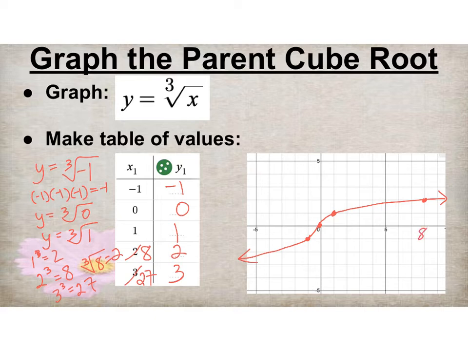If this was +8 and I was doing -8, so the cube root of -8 is -2, I would have some value way over there. You can take the cube root of a negative because you're multiplying a negative 3 times, which gives you a negative. So that is allowed, and that's why it's continuous and it goes both ways.